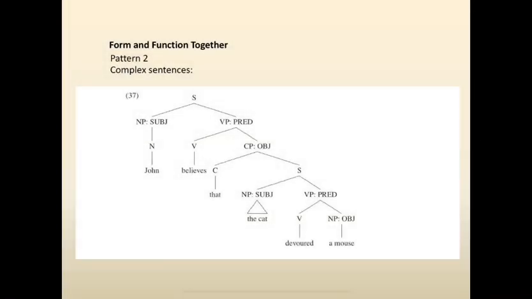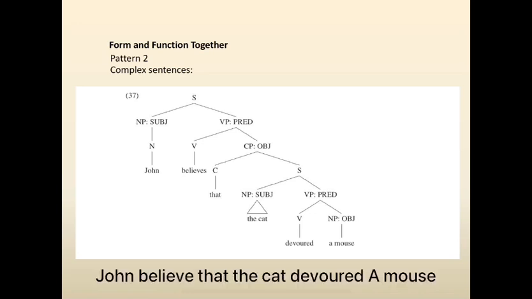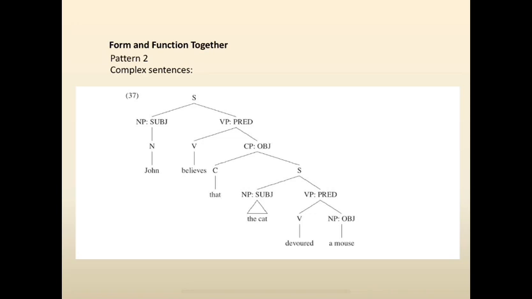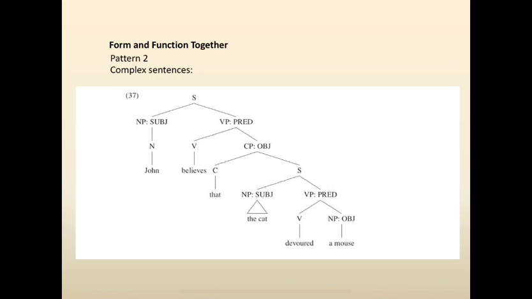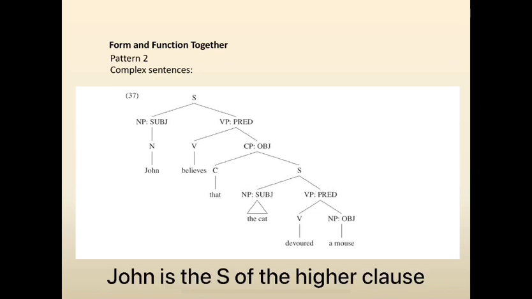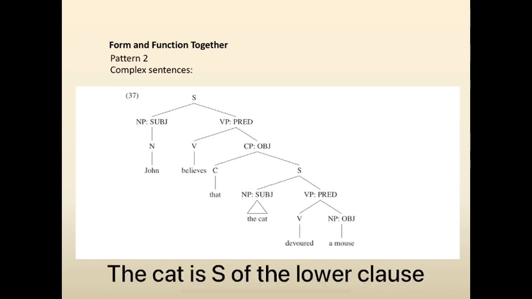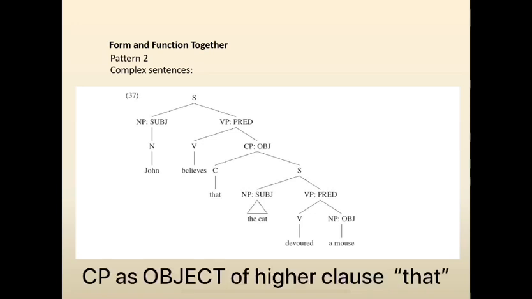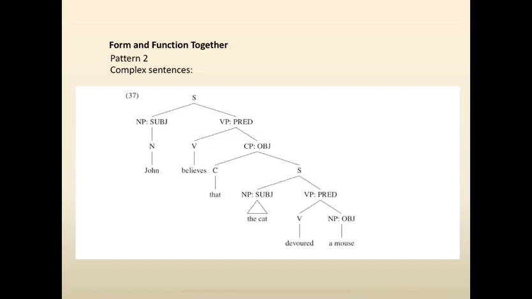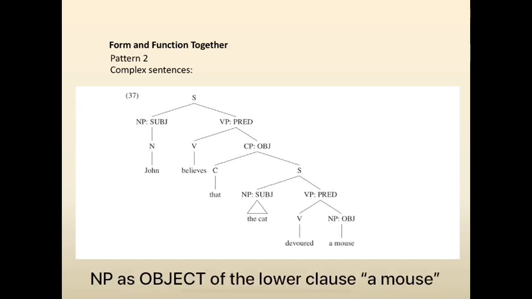And pattern 2 is a complex sentence. The sentence is, John believed that the cat devoured a mouse. As represented here, each clause has its own subject and predicate. John is the subject of the higher clause, whereas the cat is the subject of the lower clause. We can also notice that there are two objects. The complementizer phrase is the object of the higher clause, whereas the noun phrase is that of the lower clause.